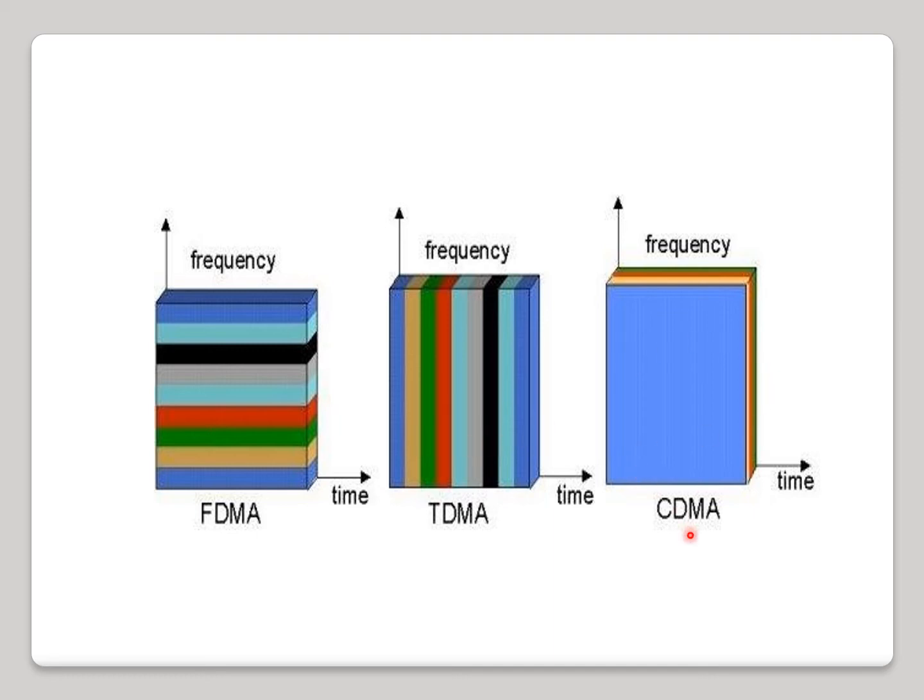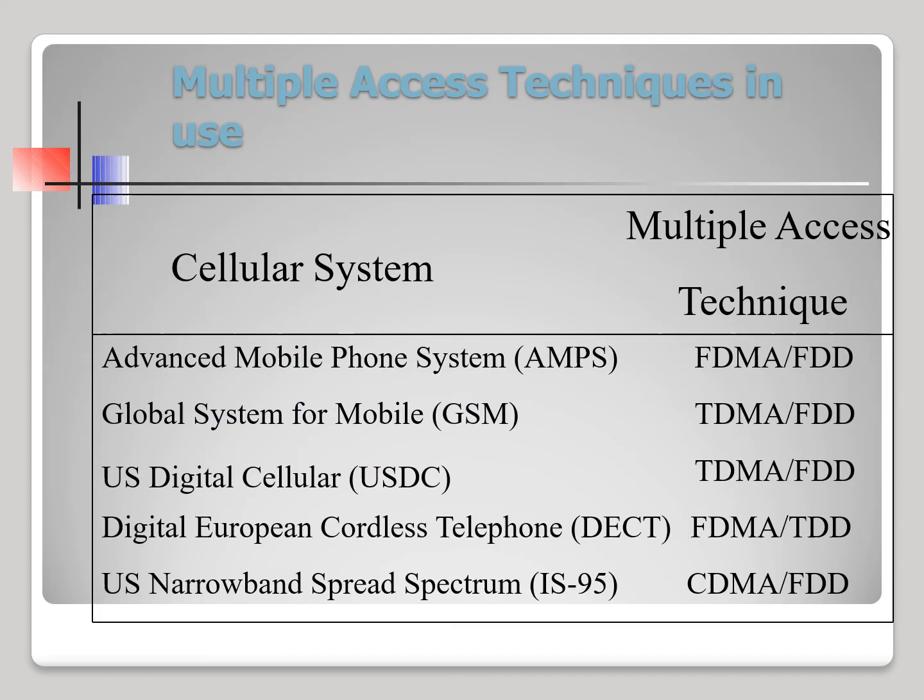Next is code division multiple access. In code division multiple access, each user is allocated with a code. There is no specific condition for allotting time or frequency. Any user can use any time or frequency, it is open. So here each user is allocated with a code, and that user can communicate with that particular code. This is known as CDMA or code division multiple access.